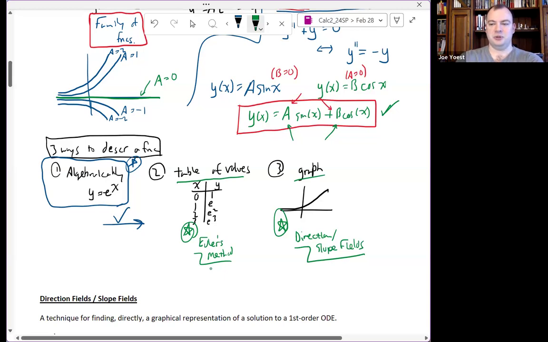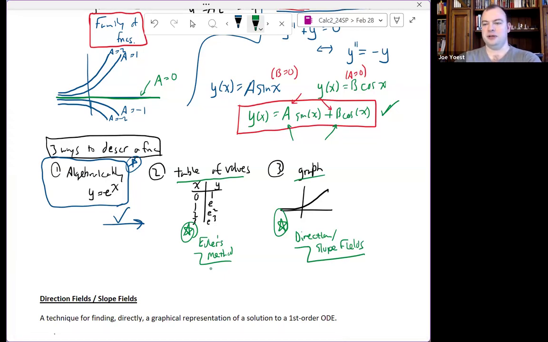And the way that we do this is we use a tool called a direction field or a slope field. So if I want to get a graph, a picture of the solution, or maybe even a picture of several members of the family of solutions, I can start by constructing a tool called a direction field or a slope field. I can then use that to just directly construct some graphs of members of the family of solutions.